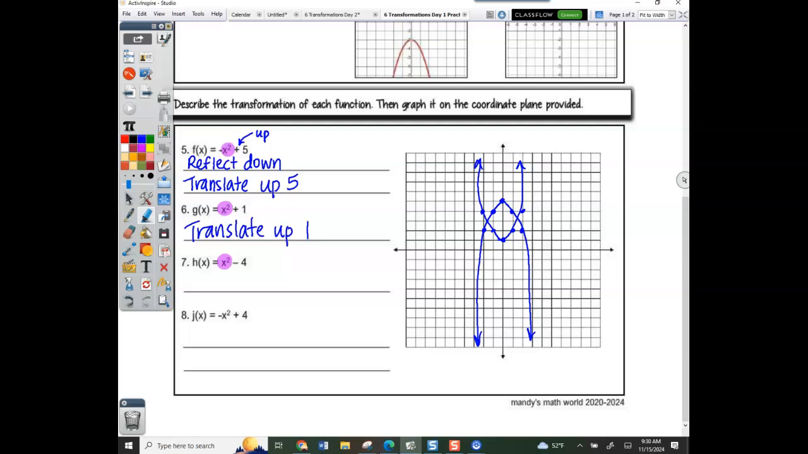You go down 4. Then shift down forward, or you can say drop down forward, either one. It's gonna reflect up, but then it's gonna shift down forward. What's this one gonna do? Reflect down, shift up forward.